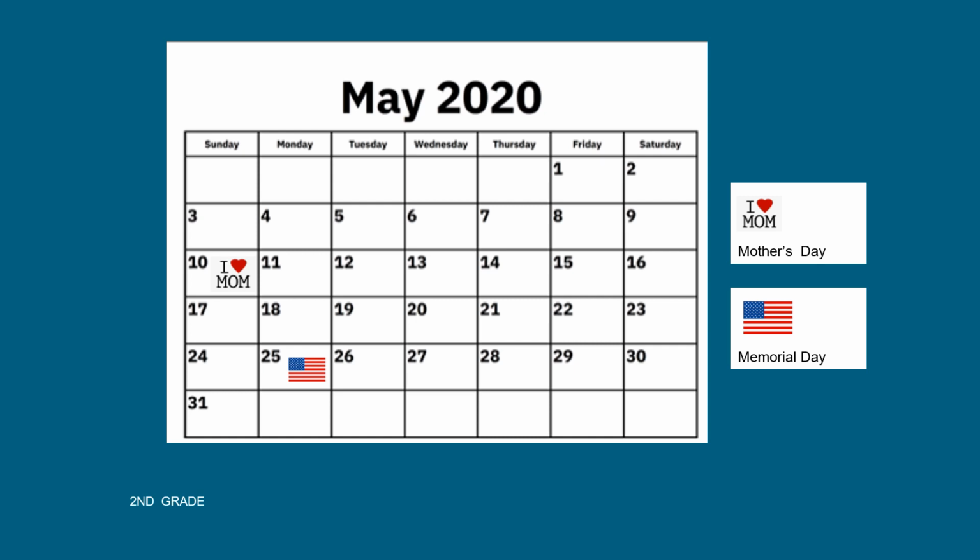How many days are there from Memorial Day to the end of the month? There are 6 days from Memorial Day to the end of the month. May 26th, 27th, 28th, 29th, 30th, and 31st. That's 6 days.